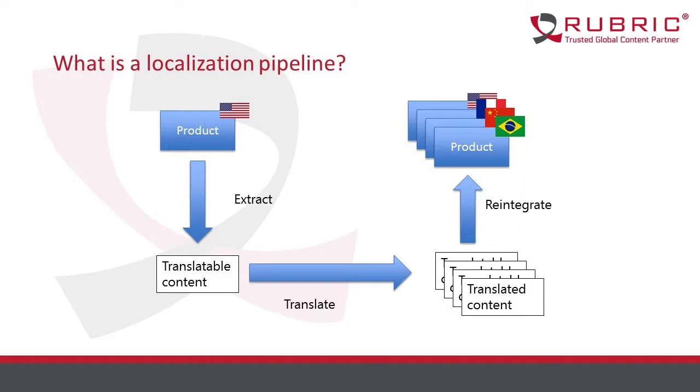So at Rubric, we will typically manage either all of this pipeline or sometimes just this part in the middle. So sometimes we do the full end-to-end. We manage the extraction from the source system where the content is authored and the reintegration back into the content management system or other repository of content. Or sometimes the client will do this part and the reintegration part, and we will manage the middle section, the main translation workflow. So we really can do as much or as little of the process as you require.